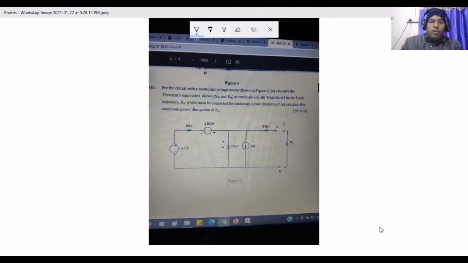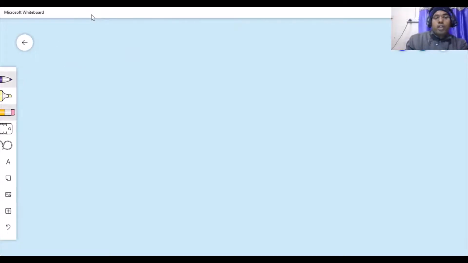Okay, and we have to calculate the VTH and RTH for the circuit, the value of RL in part B, and the maximum power dissipated through this RL in part C. All right. So here we go for the solution of this problem. Let's solve this problem. First, draw the circuit.